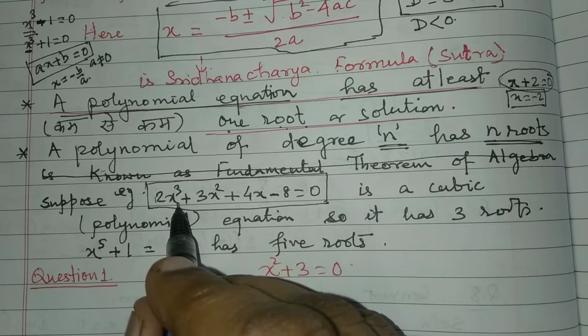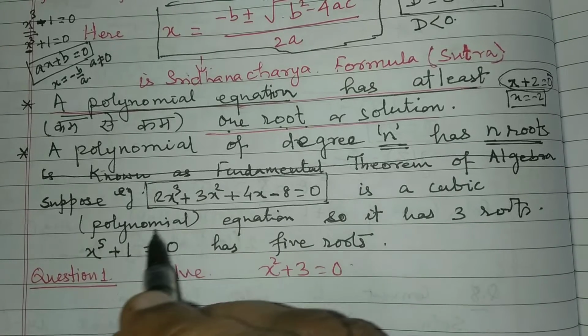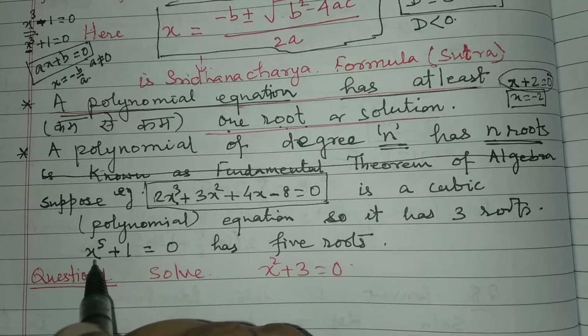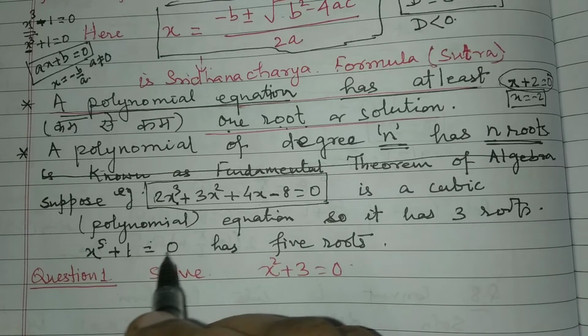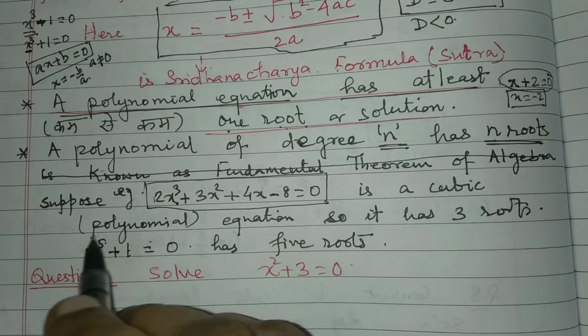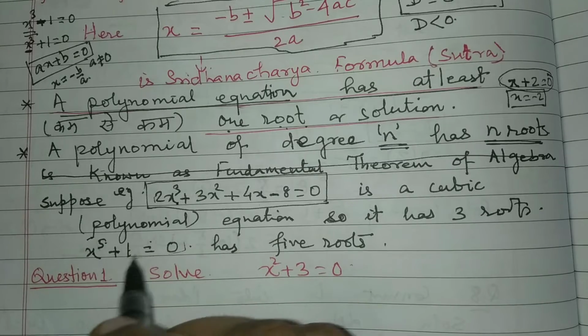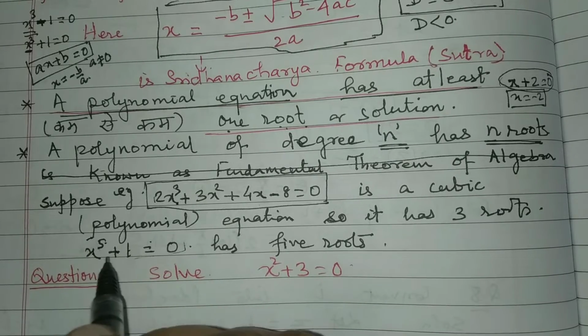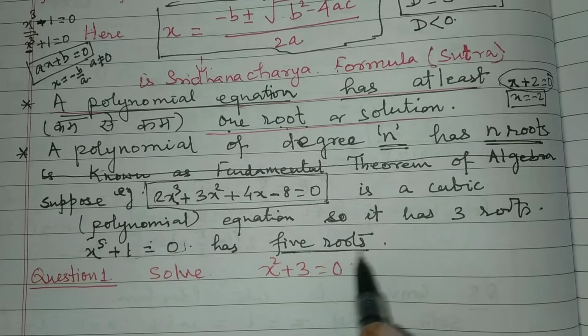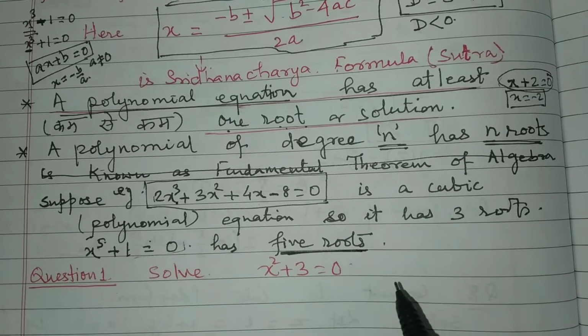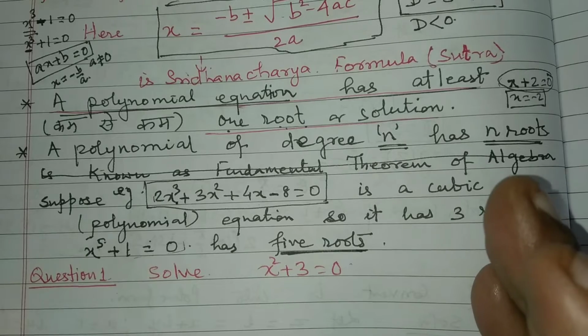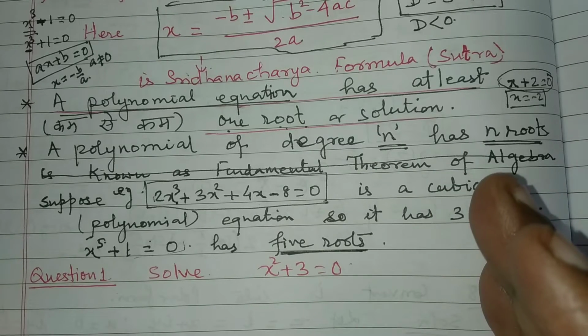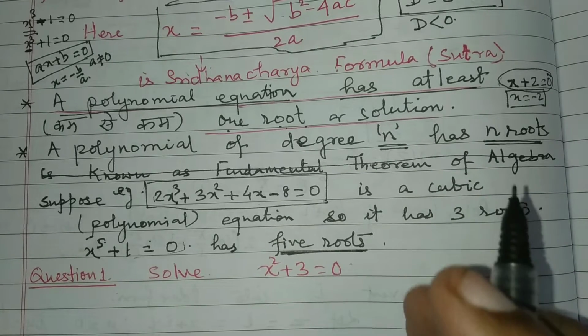So how many roots does it have? It has 3 roots. And suppose x to the power 5 plus 1 is equal to 0. This is an equation whose degree is 5, therefore it has how many roots? 5 roots, we can find. I will show that in another video, but here we have to restrict ourselves to quadratic equations.